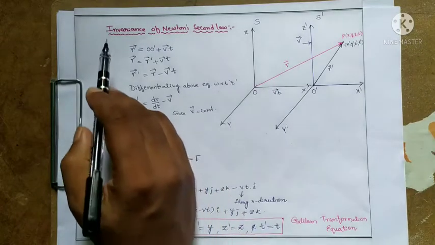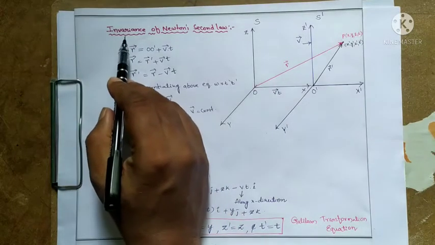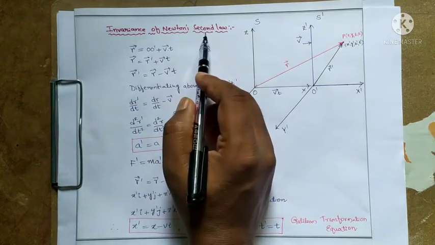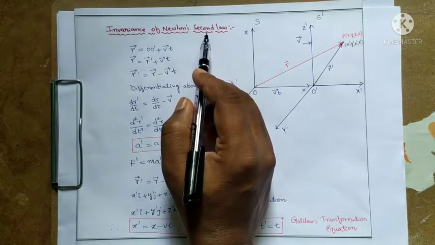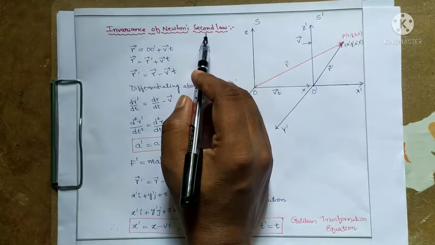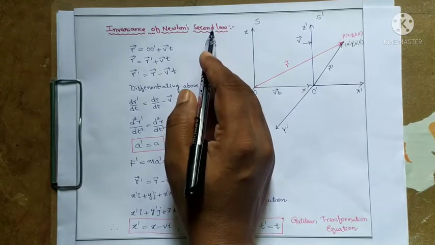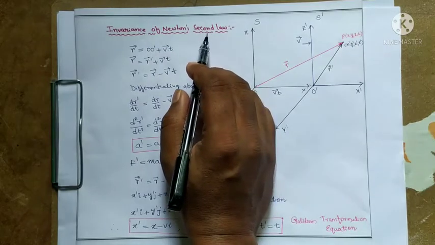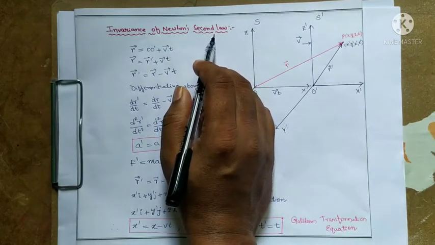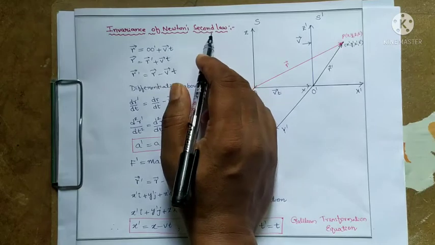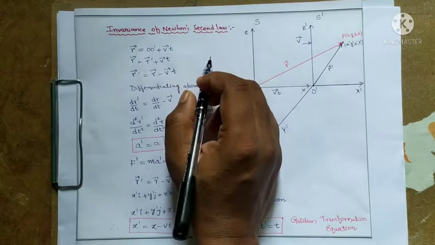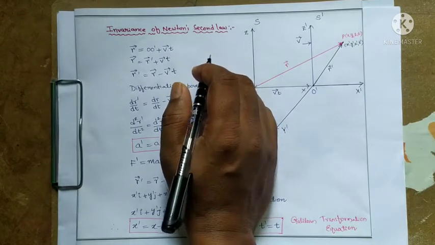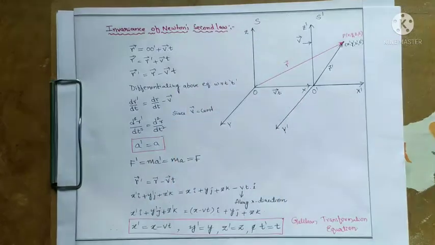Dear students, today I am going to explain the invariance of Newton's second law. So what is Newton's second law? According to Newton's second law, the rate of change of momentum of a body is proportional to the external force acting on the body. That is, F equals ma, which equals dp by dt. That gives Newton's second law.